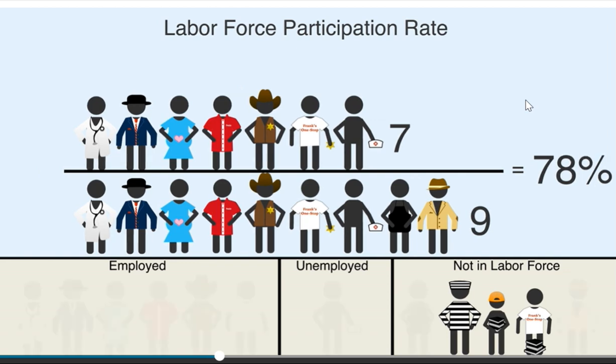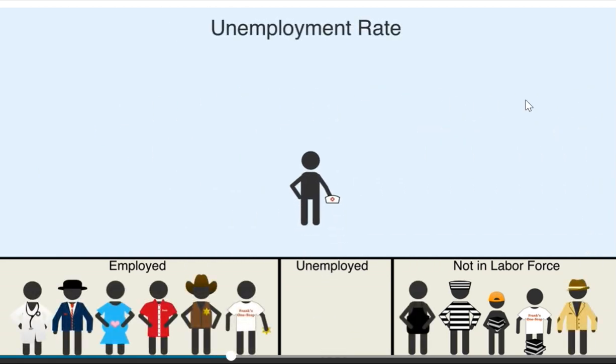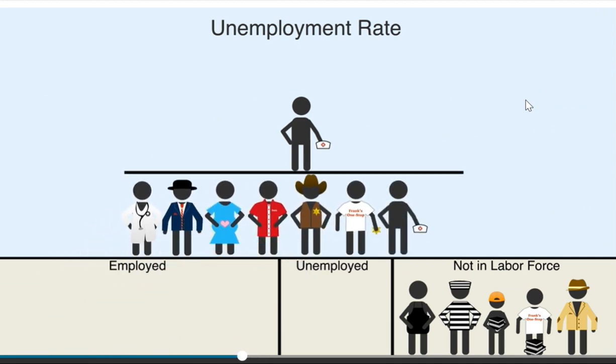Third, to calculate the unemployment rate, we divide the number of persons unemployed by the labor force. In Treeville, Charlie is the only unemployed person, so we divide 1 by the labor force of 7 to arrive at the unemployment rate of 14.3%.